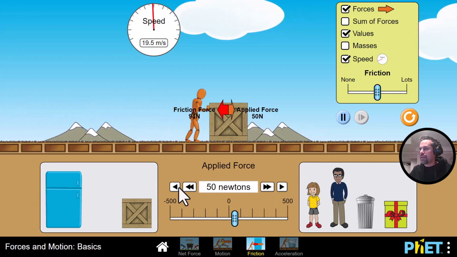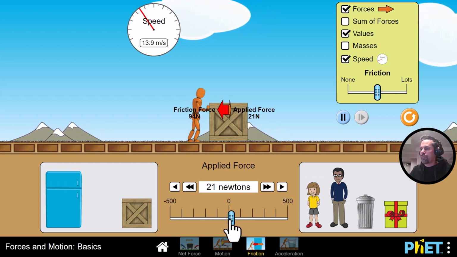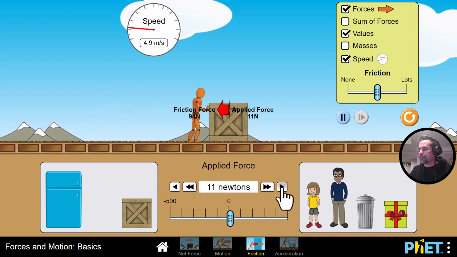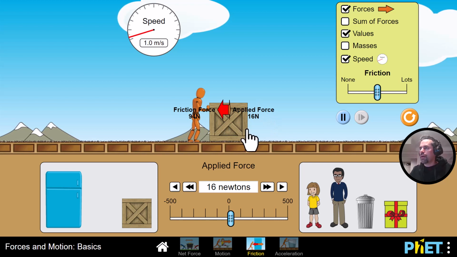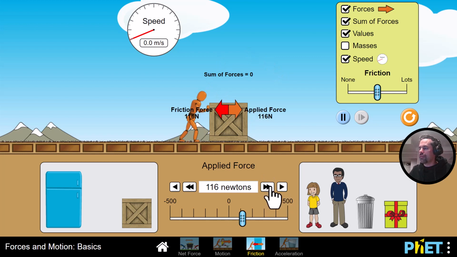Once we get to a point where the object stops, let's keep it going. Once the object stops, the friction force is going to be equal to the applied force, and you can see it jumps straight to 16 newtons because that's how hard I'm pushing on it. That's because the friction force and the applied force must be equal to each other since we're not accelerating, so our net force is 0. See, the sum of the forces is 0.